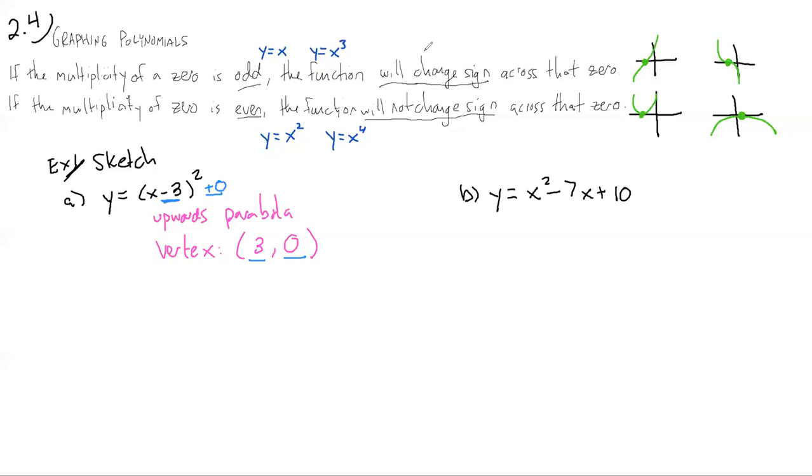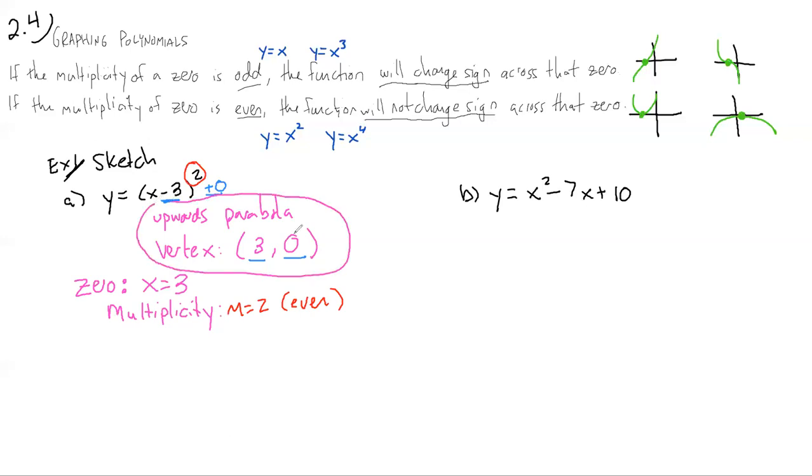Now, as far as multiplicity, why don't I label what the actual 0 is first? So the 0 of this one is at x equals 3, and the multiplicity, if you're paying attention, is the power of the factor that goes with that root. So the multiplicity will be m equals 2. And so in particular, that's even. Now, if we use this information to graph, if you haven't done so already, we should know that an upwards parabola is just going to graze the x-axis. I'm not going to draw any kind of scale for this.